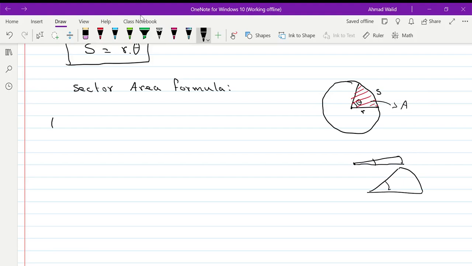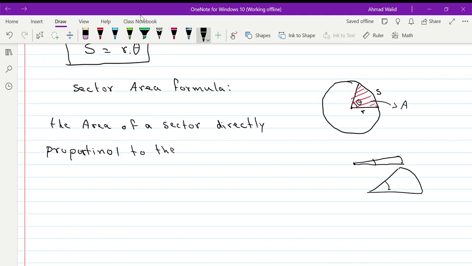It means, to write down, the area of a sector is directly proportional to the measure theta of its central angle.